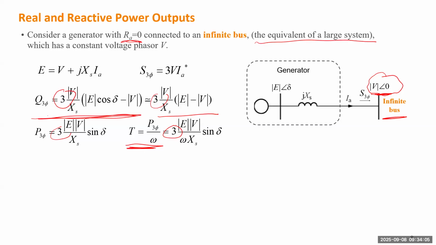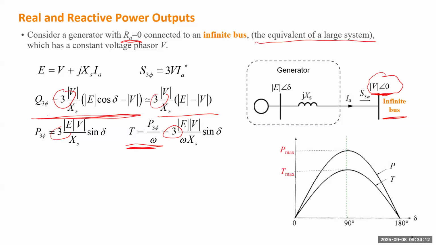This one is the torque. Torque will be defined as the active power divided by the speed, omega. From the last two formulas, we know the active power and torque change as a sine function of delta. For a sine function, 90 degrees gives the maximum value. So the power and torque will reach the maximum value when the angle separation between the generator and the infinite bus is 90 degrees.